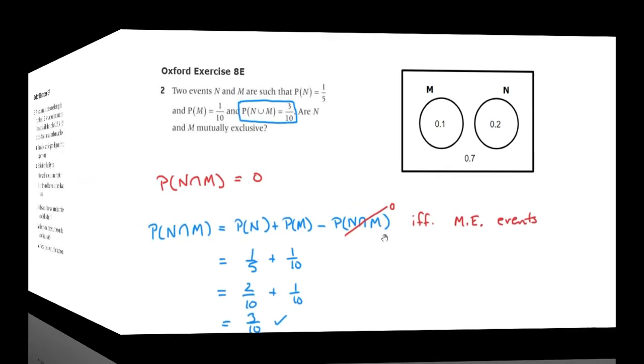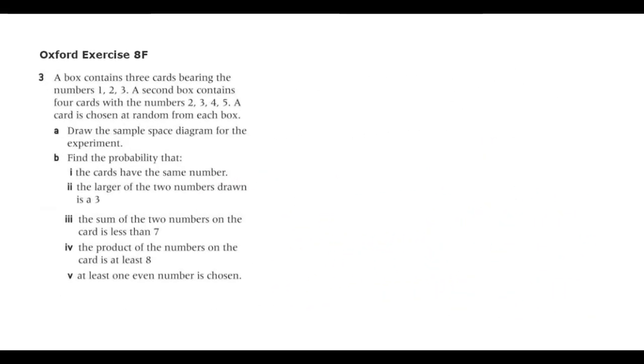Okay, our next question is number 3 from exercise set 8F, where we have two boxes, and the first box contains 3 cards labeled 1, 2, and 3, and the second box contains 4 cards, the numbers 2, 3, 4, and 5, and we are choosing a card at random from each box. And letter A wants us to list the sample space, or you can use a diagram to help you summarize the sample space, whatever diagram you prefer.